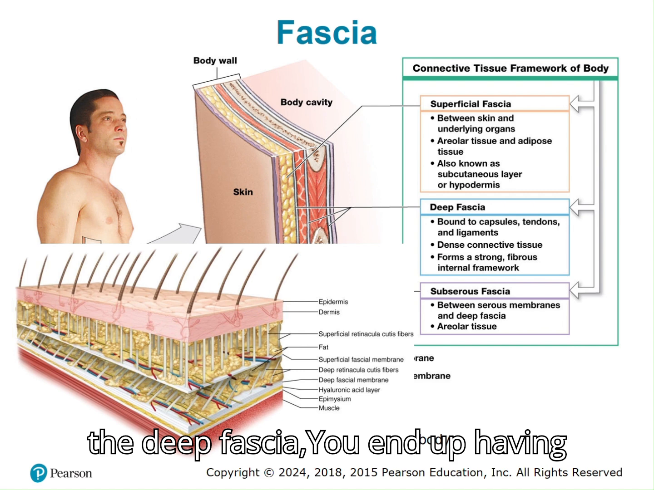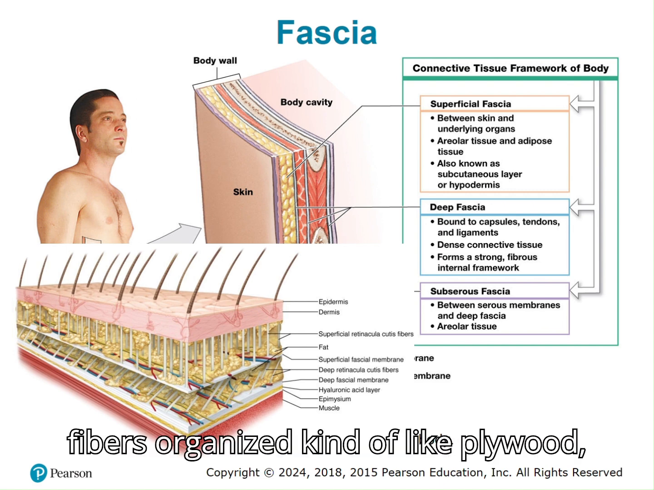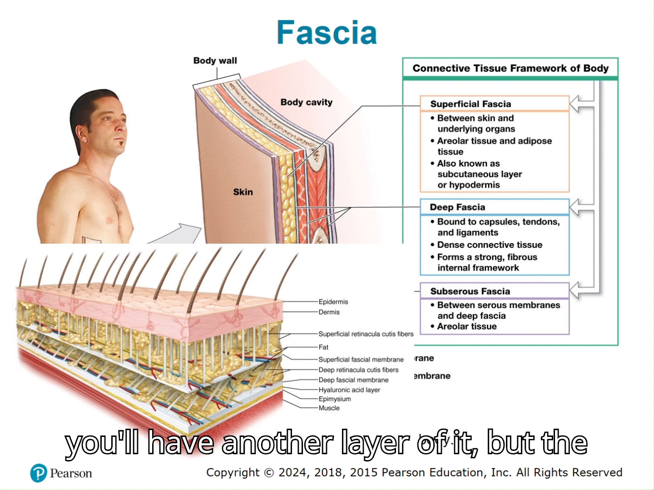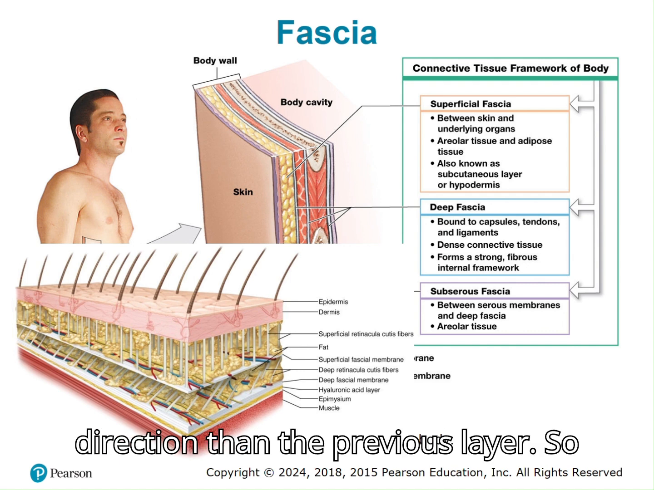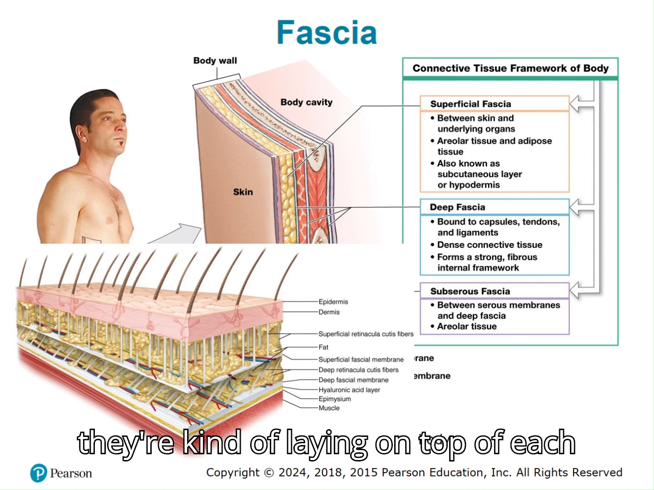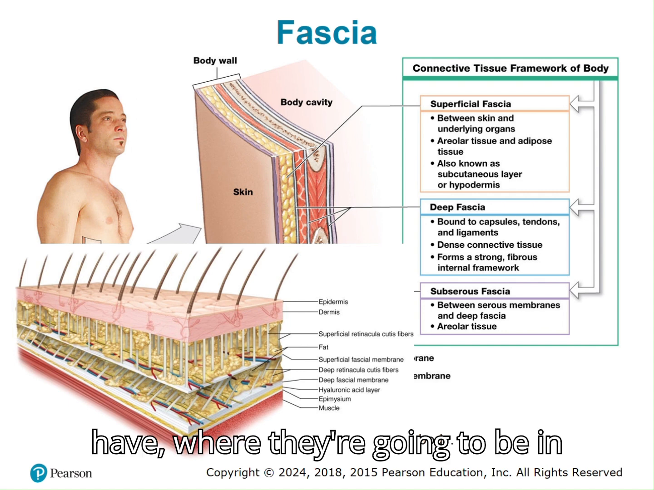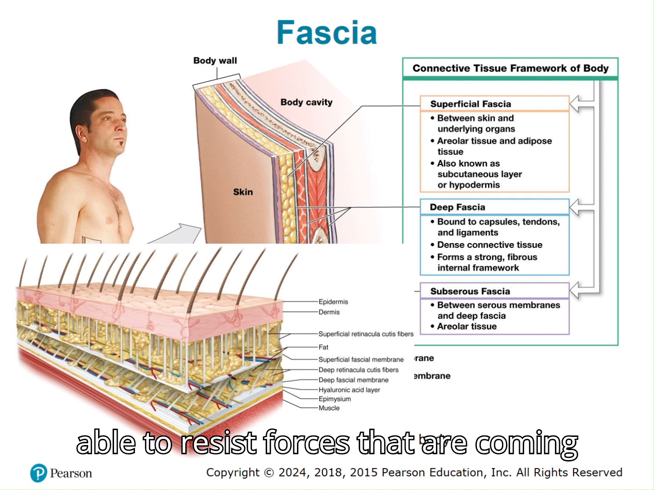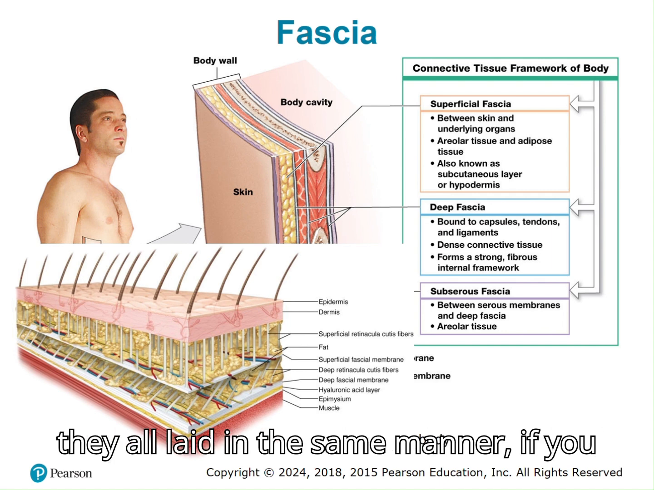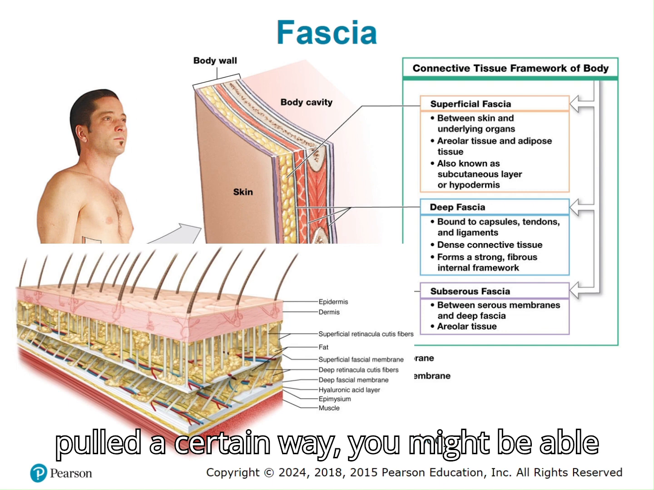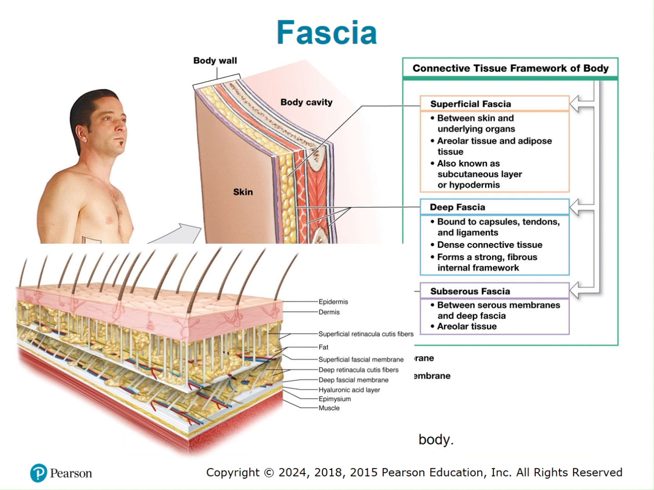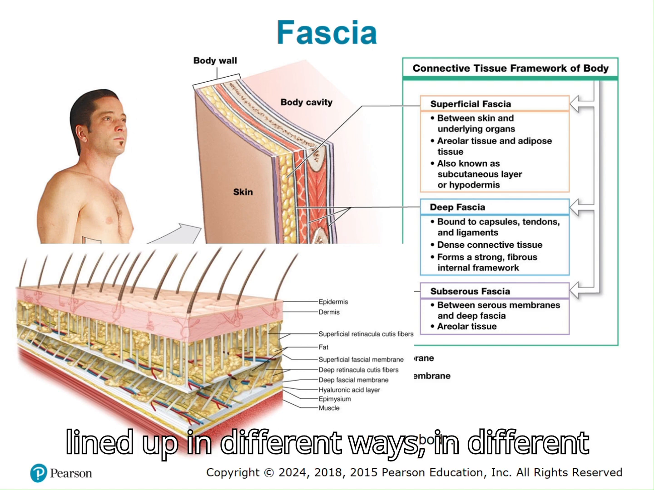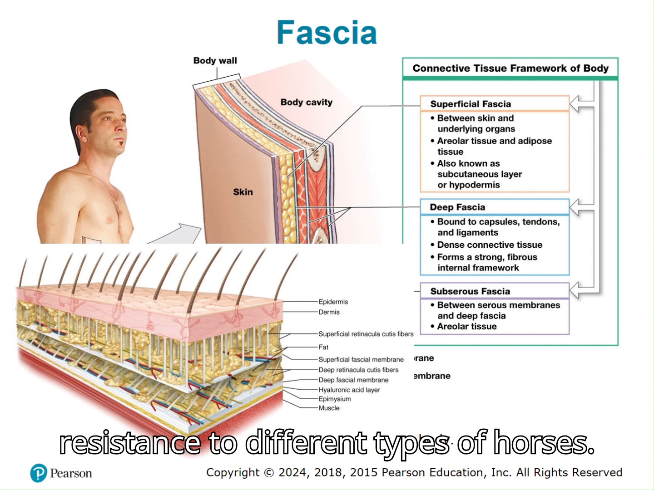So with the deep fascia, you end up having fibers organized kind of like plywood, where you have one layer of it and then you'll have another layer of it, but the fibers are running in a different direction than the previous layer. So they're kind of laying on top of each other, and that arrangement where they're going to be in different directions means that they're able to resist forces that are coming from different directions of the body. If they all laid in the same manner, if you pulled a certain way, you might be able to separate all of that as long as that force pulling away matched up with how they were lined up. But when they're lined up in different ways and different orientations, you have a better resistance to different types of forces.